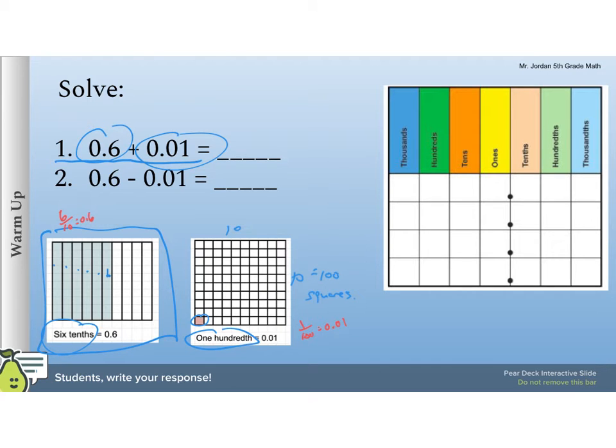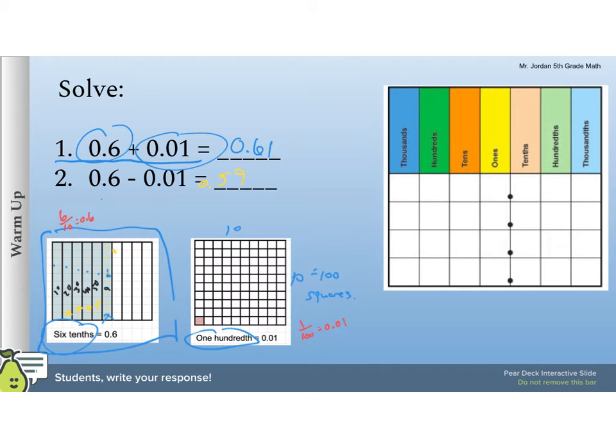If I'm going to add them together, I can add the 1 here, so I'm going to have 60/100ths, be 0.61. But if we're subtracting them, then we would need to take off 1 square. So that would be 10, 20, 30, 40, 50, and then another 1, 2, 3, 4, 5, 6, 7, 8, 9. So it would be 59. But it would be 0.59.